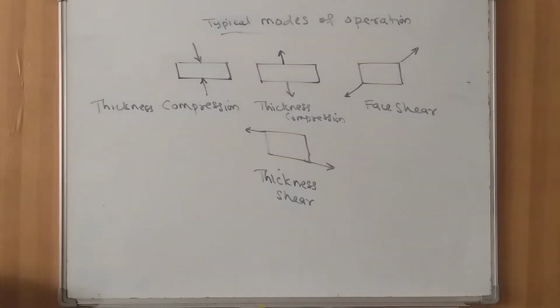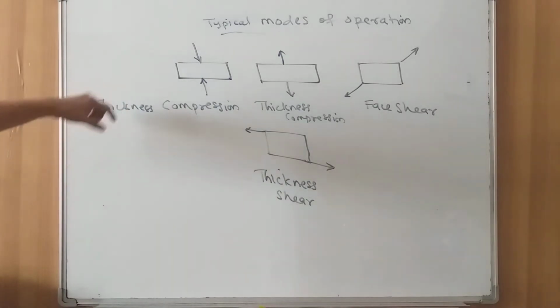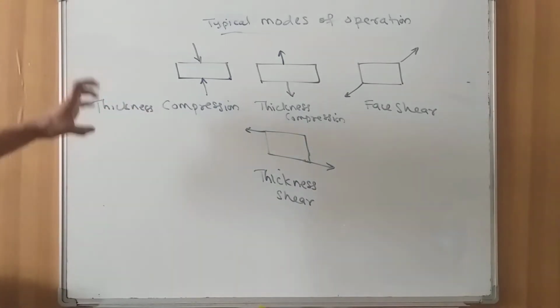So, in this part we are going to see the typical modes of operation of a piezoelectric transducer. The first diagram shows a thickness compression. The force applied to this crystal is a compressive force. As a result, the thickness is going to be reduced, so a compression is going to happen. This will give rise to some potential.